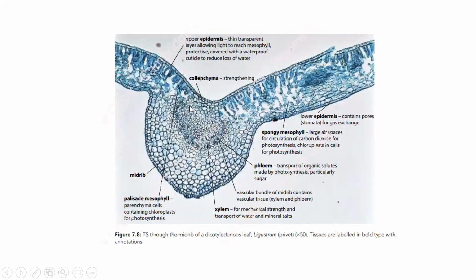On the other hand, this structure, parenchyma, it has some functions.